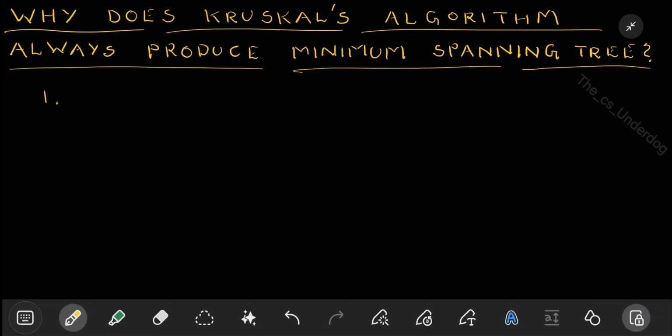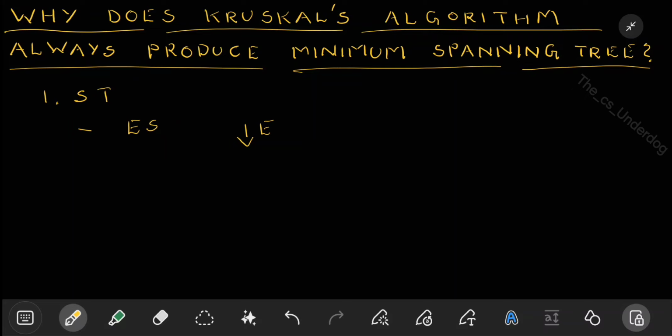Whatever is the output of Kruskal's algorithm, that is a spanning tree. How can you prove that? Let us go through the steps that are followed in Kruskal's algorithm. First thing is, you always start Kruskal's algorithm with an empty set, or you can say an empty MST. Thereafter, you are going to build this MST by repeatedly adding the smallest edge that is possible.